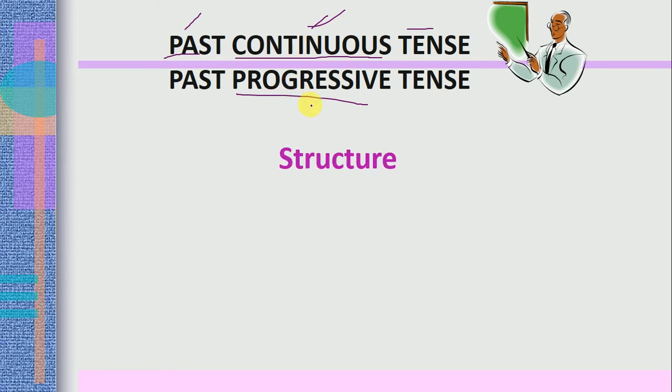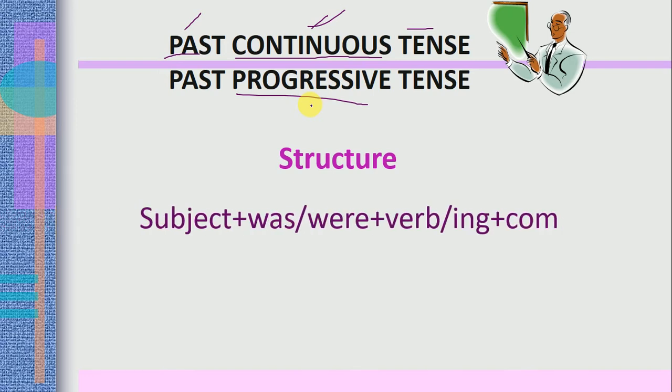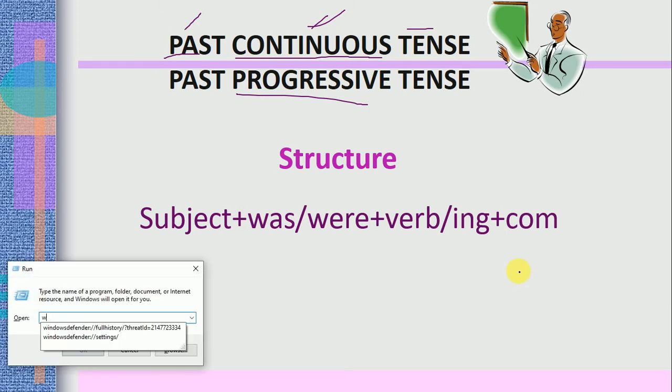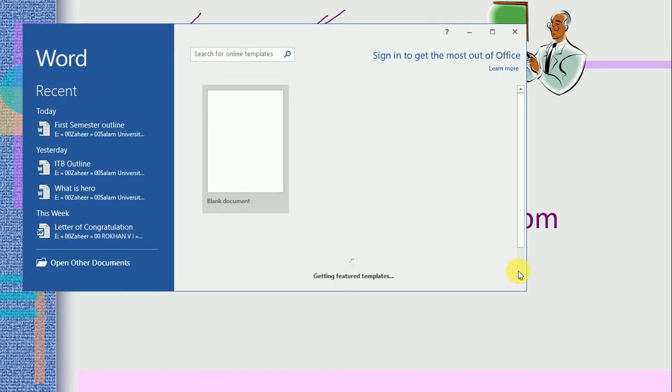The first thing we will study is the structure of the tense. This is the main structure of past continuous tense: subject plus was/were, plus verb-ing, plus complement. Before we move on to the usage of past continuous tense, let's make examples on the structures.